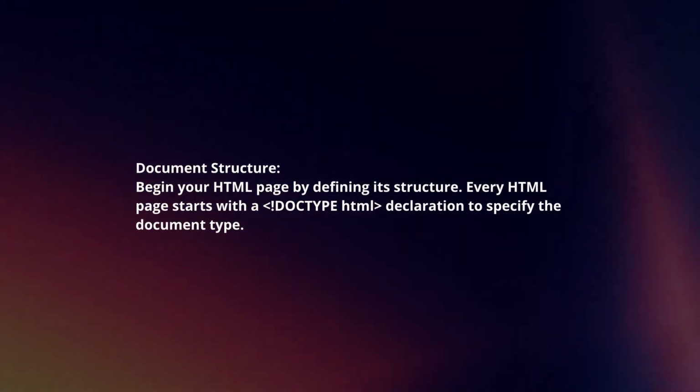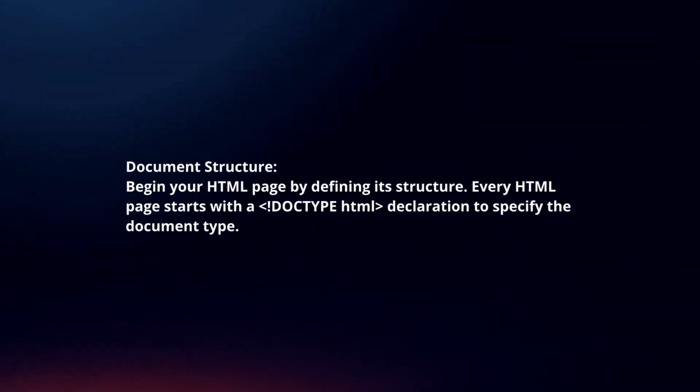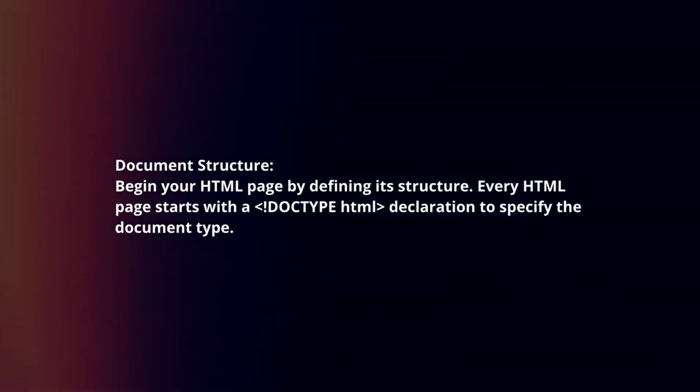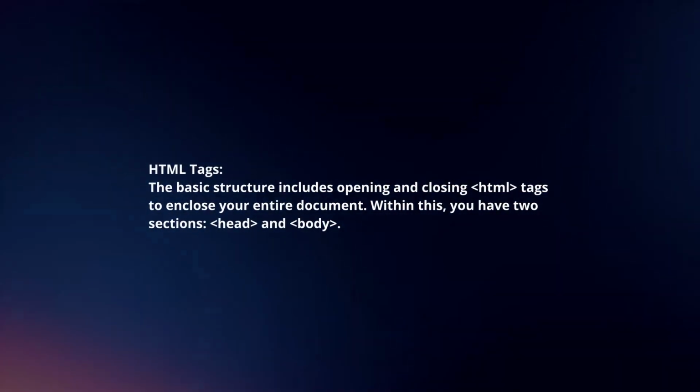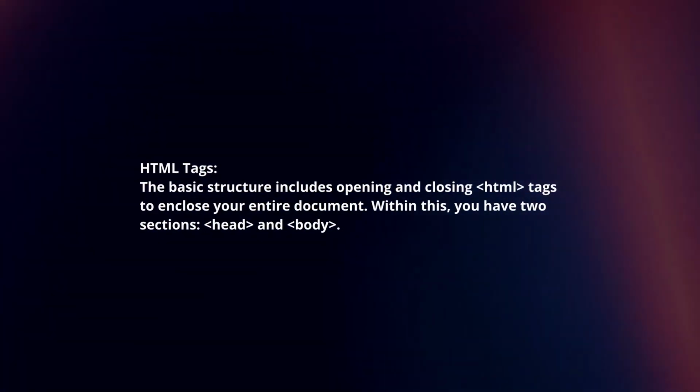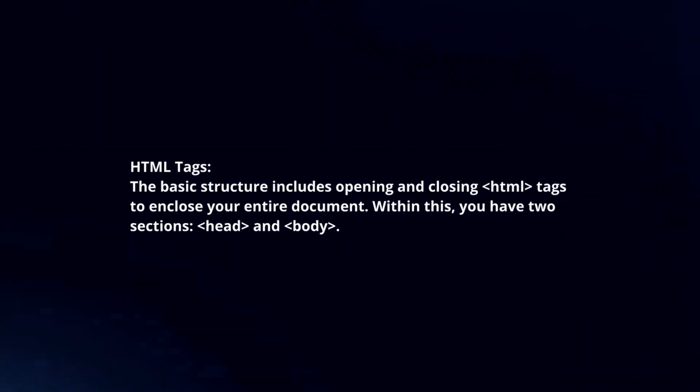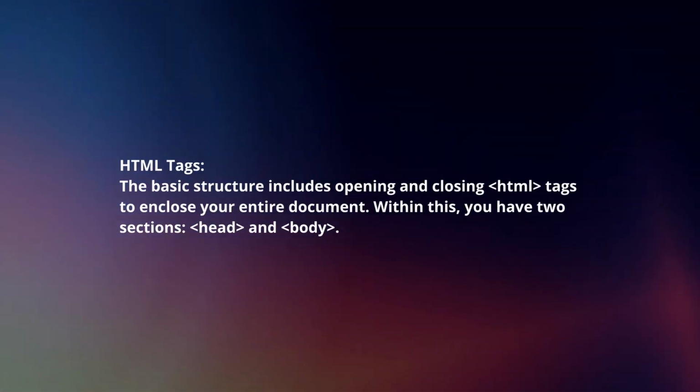Document structure. Begin your HTML page by defining its structure. Every HTML page starts with a doctype HTML declaration to specify the document type. HTML tags. The basic structure includes opening and closing HTML tags to enclose your entire document. Within this, you have two sections, head and body.